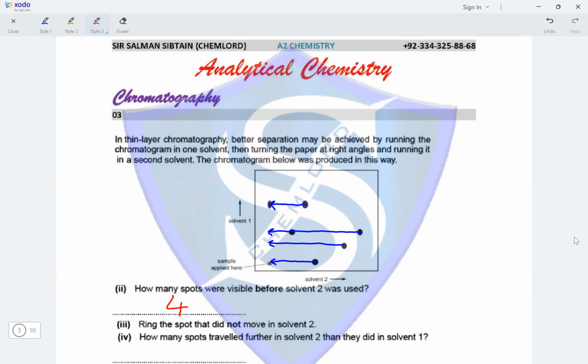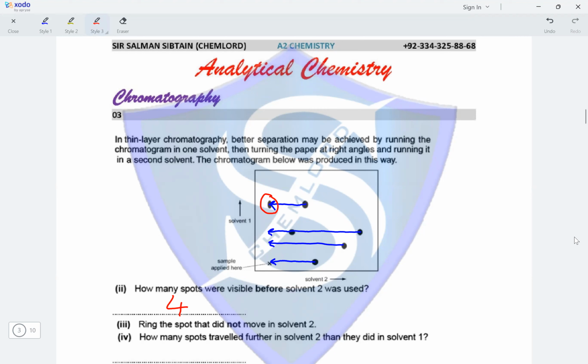Next, ring the spot that did not move in solvent 2. The spot that did not move in solvent 2 is the one that is positioned exactly where it was when solvent 1 was used, which is this spot. And next, how many spots traveled further in solvent 2 than they did in solvent 1?